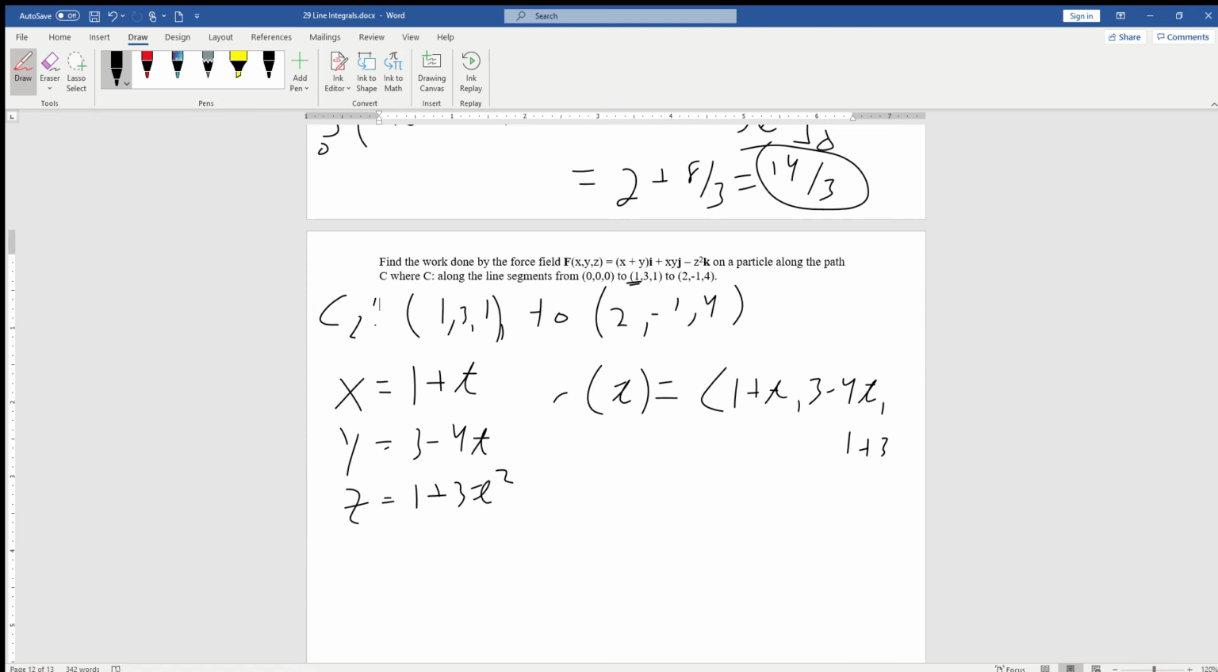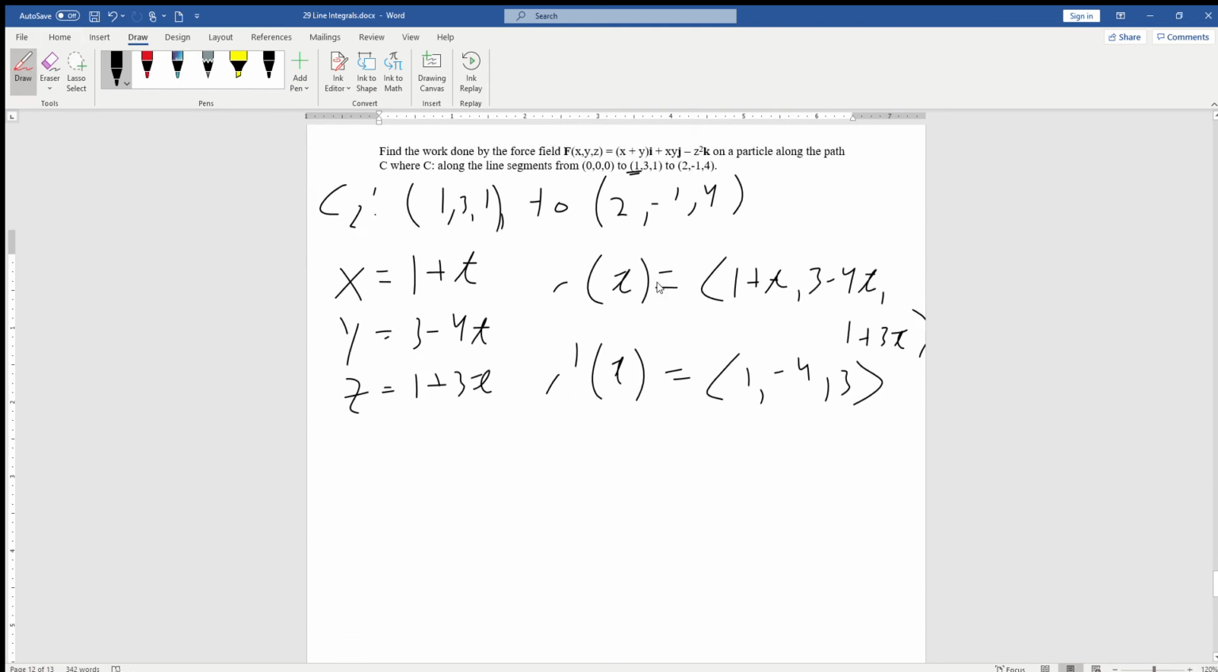Or, I'm sorry, 1 plus 3t, not 3t squared. So let me erase that. This square should not be there. That just goes away. 1 plus 3t. All right. The derivative, because remember we need f dot dr, the derivative is going to be 1, negative 4, 3. And then the last thing we're going to do is we're going to find f dot dr.